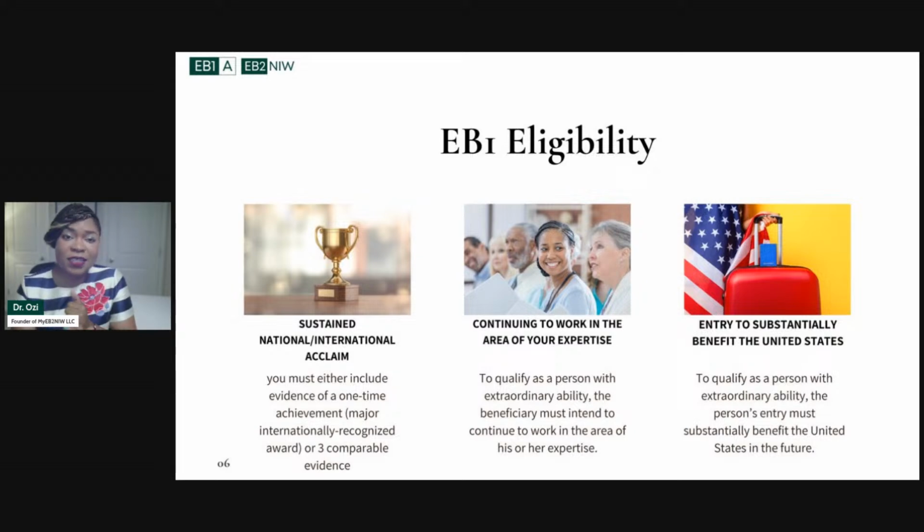The first is that you have sustained national or international acclaim, right? The second is that you're going to show that you're going to continue in this line of work. And the third is you're going to explain to USCIS how your presence in the US will benefit the US. So these three things. Now, there are so many ways that you can go about explaining different kinds of evidence that you can use to show how you're qualified for this. But specifically for EB1A, how do you show that you have sustained national international acclaim?